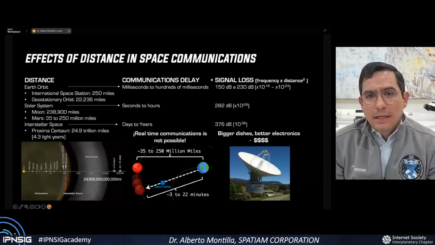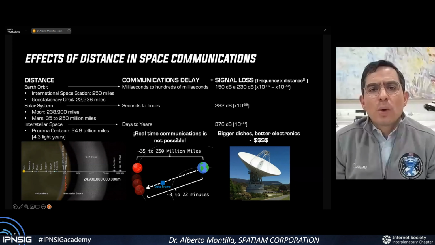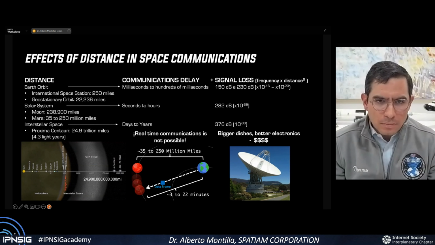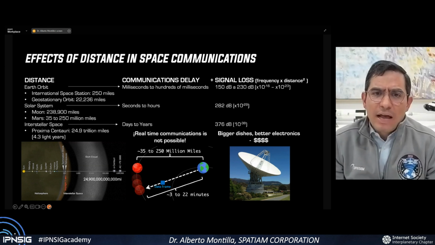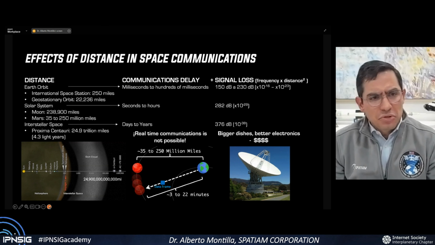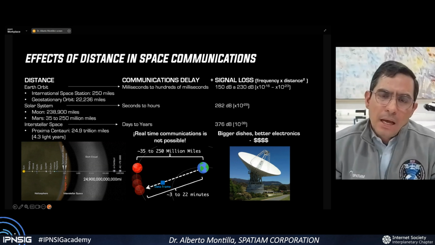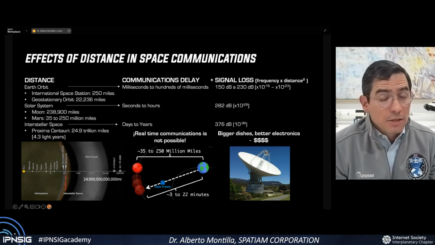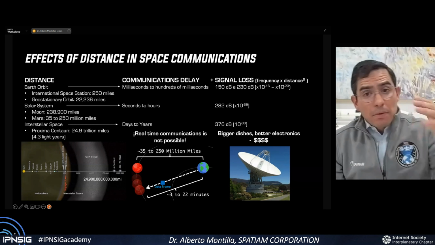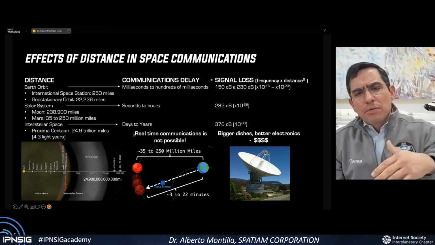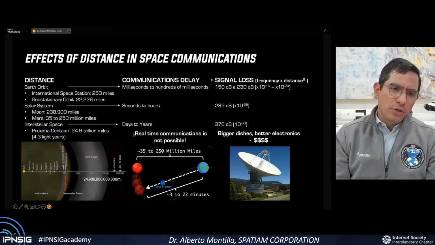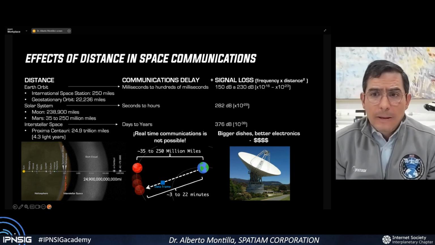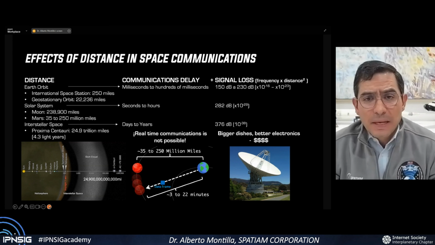And we're going to look at that in a couple of aspects. The first one is looking at the effects of distance in space communications, or in communications in general. On the left-hand side of the slide, you'll see the distance, and you see three levels. What happens with space communications when we are close to Earth, in Earth orbits, what happens with communications within the solar system, and then what happens when we are outside of the solar system. And then you will see the effects that has in terms of the delay experienced and what happens with any signal that is transmitted across such distances.